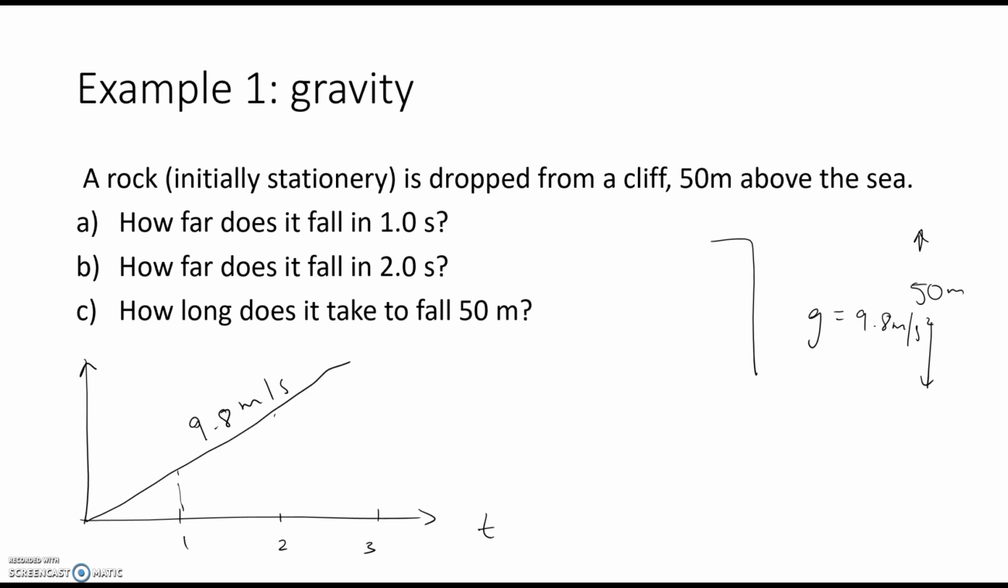So what we've got to do is to find the area under 1 second, and we would use just the area of a triangle. So the distance then would be a half times 1 unit times 9.8. This will give us the answer for question A. That's 4.9 metres. And for question B, it's going to be for 2 seconds. So the distance would be a half times 2 times 9.8, which would be 19.6.